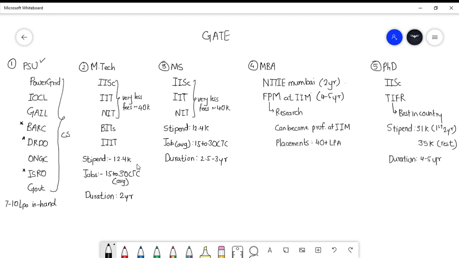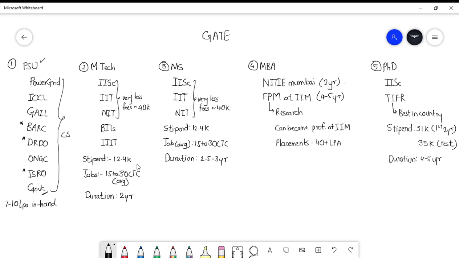Okay, so these are the PSUs: Power Grid, IOCL, GAIL, BARC, DRDO, ONGC, ISRO, and the last one is the Government of India. Like, for various positions in the government itself, like the PMO office or that kind of position.